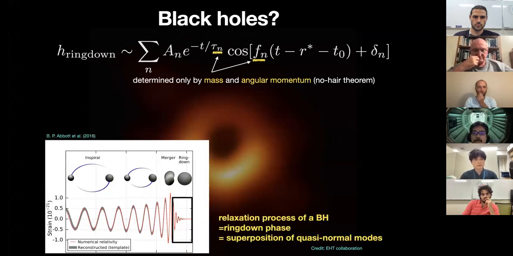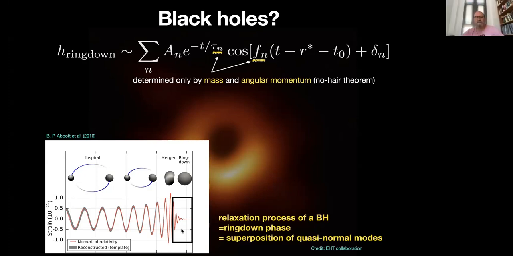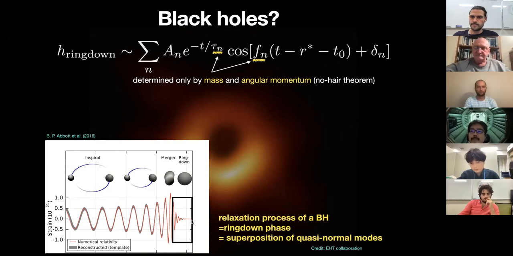So how can we observe the ring-down signals? For example, if we look at the late-time signals of the GW signal emitted by binary black hole merger events, you can see the damping oscillations at late times, and this is nothing but the signal emitted during the relaxation process of the black hole. This ring-down signal is a superposition of quasinormal modes of the black hole.